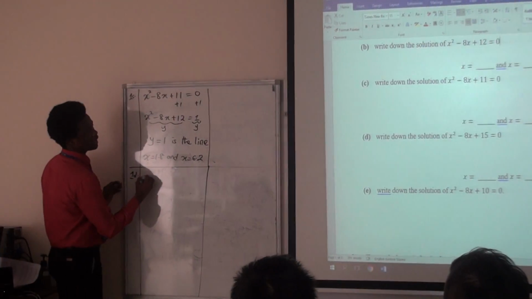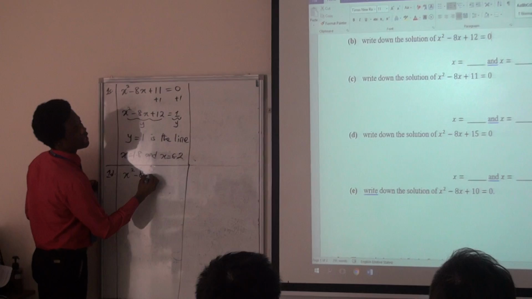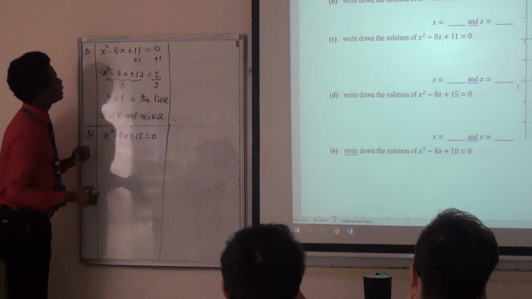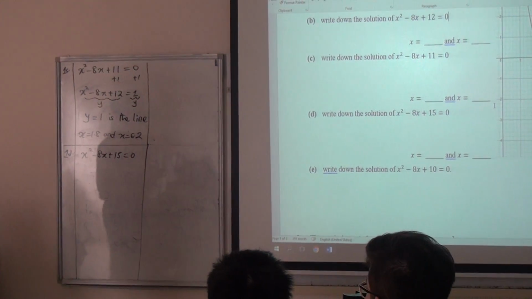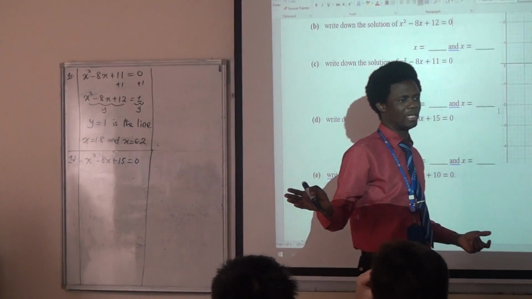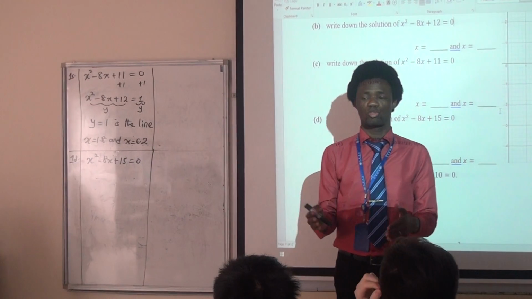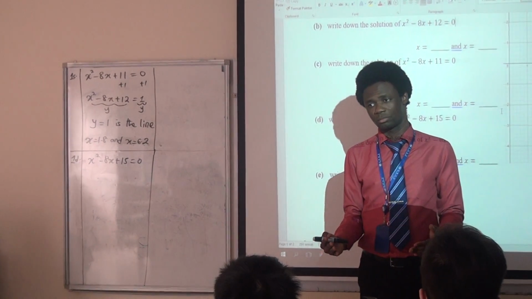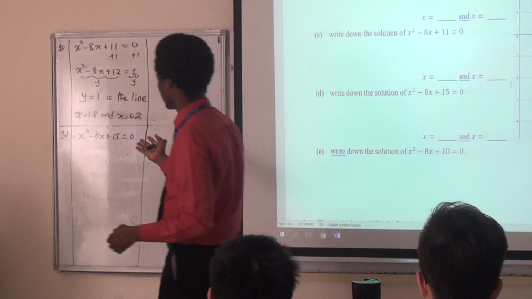So in D we have x squared minus 8x plus 15 equals 0. If I need 12, remember the target is to have the curve on the left and a random linear expression on the right, which will represent a line that meets with the curve. Does it make sense? So if I need 12, what can I do?